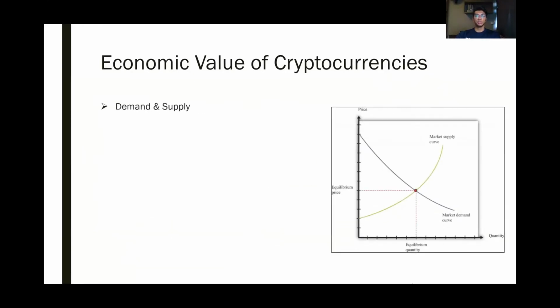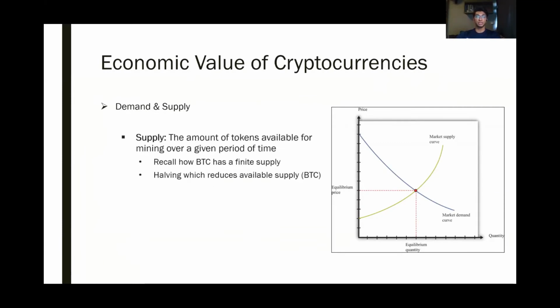The next broad determinant of value is the supply and demand of the cryptocurrency. Supply refers to the amount of tokens available for mining over a period of time, and you remember from Lesson 2 how Bitcoin has a finite supply of 21 million coins, as well as the halving events which occur approximately every 4 years, thereby controlling the supply.